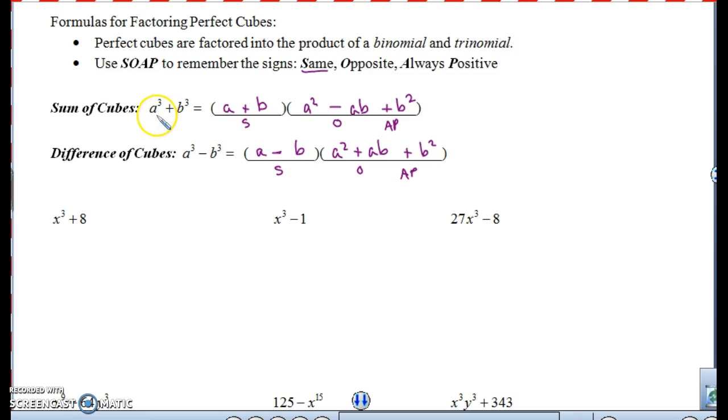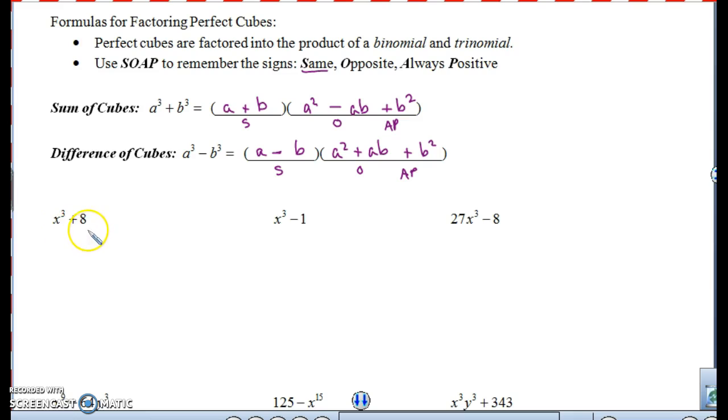Now remember, these are cubes. So you want to know what the cube root is for each one of these terms. And then you just take each term and square it, multiply A and B together, and then square B, B squared. So let's try this out.